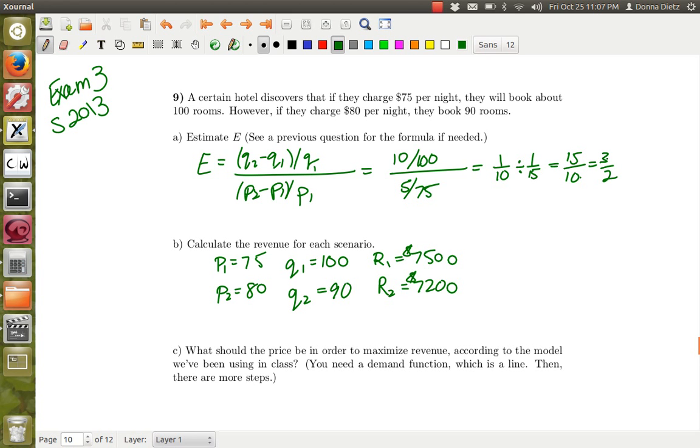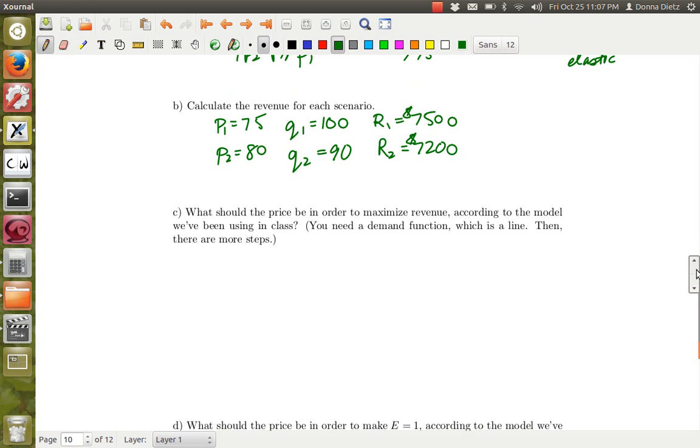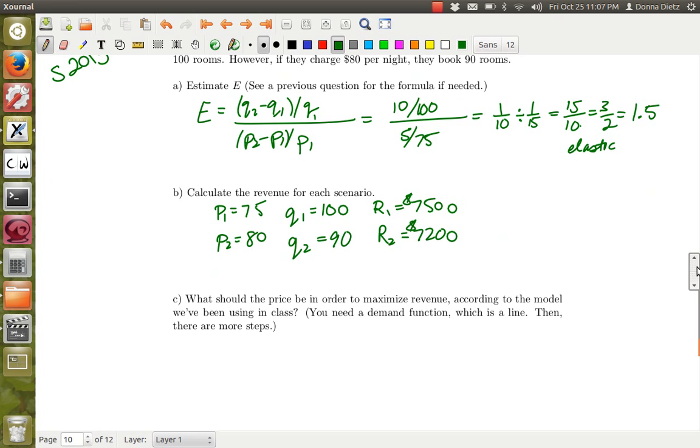Okay? And that's elastic, because, well, again, you probably just want to convert it to 1.5, because elasticity is referenced off of 1. What should the price be? Okay, now this is where it gets hairy. Everything's good so far, and now she asks us to do this line thing. This thing from high school. Yeah, it's kind of annoying. It is. I agree. But we have to do it.